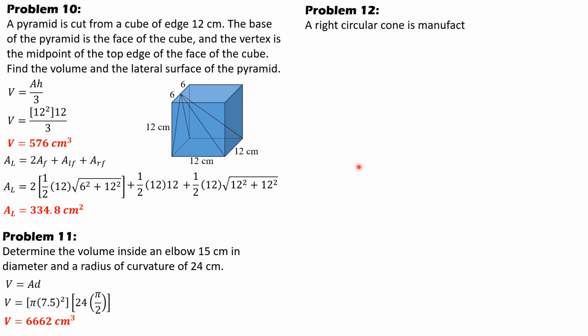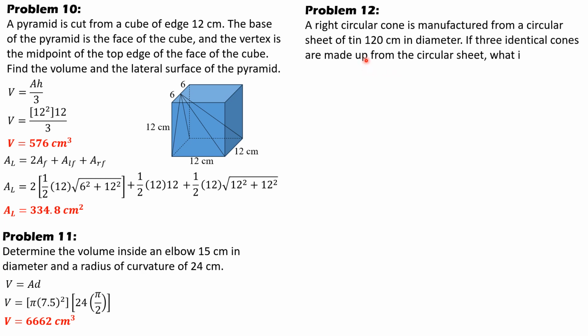Then problem 12, a right circular cone is manufactured from a circular sheet of tin 120 centimeters in diameter. If 3 identical cones are made up from the circular sheet, what is the maximum volume of each cone? Since the cones are identical, we have to divide the circular sheet of tin into 3 equal parts. So the central angle of the sector, which becomes the lateral area of the cone, is 360 degrees divided by 3. So that's 120 degrees or 2/3 pi.